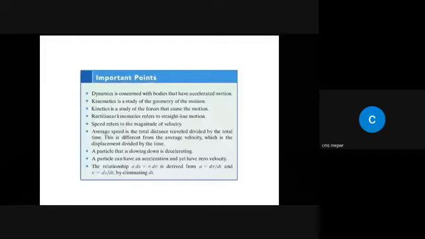The relationship a ds is equal to v dv. How is it derived? It is derived from these two equations. a is equal to dv by dt, and v is equal to ds by dt, by eliminating dt from these two. Is it clear?